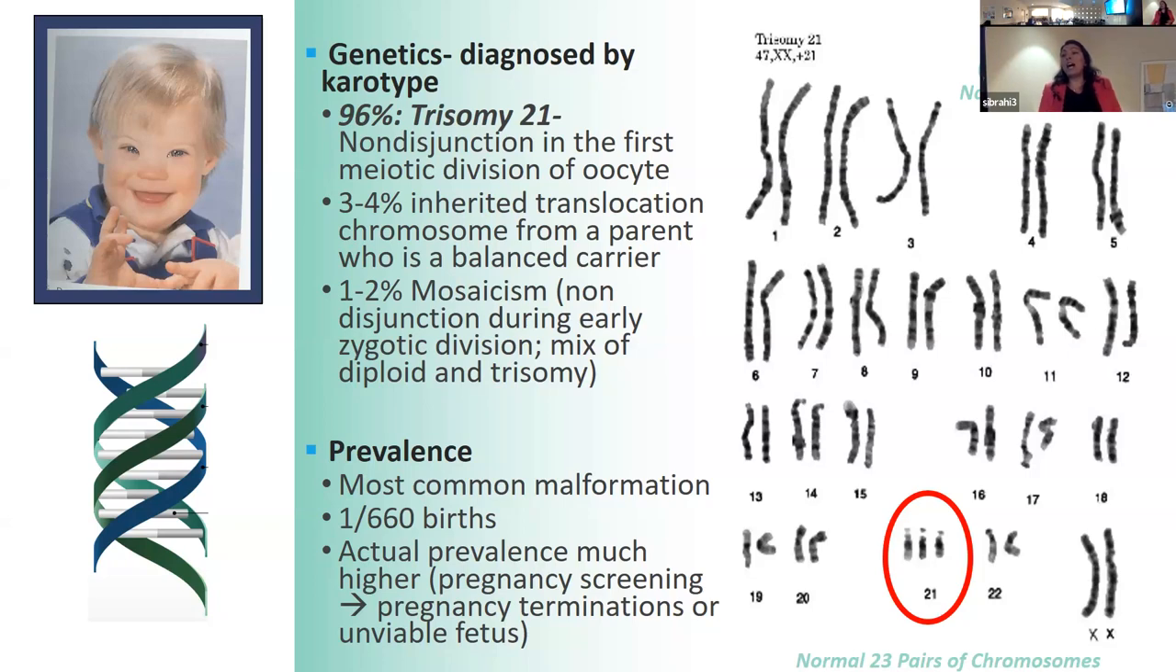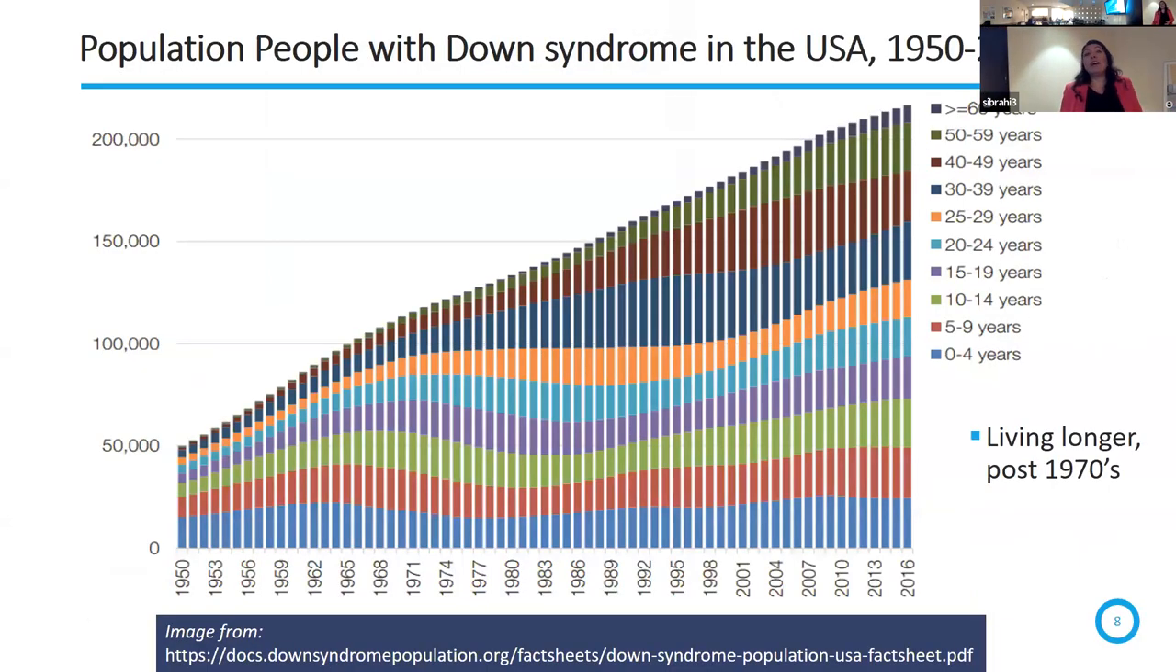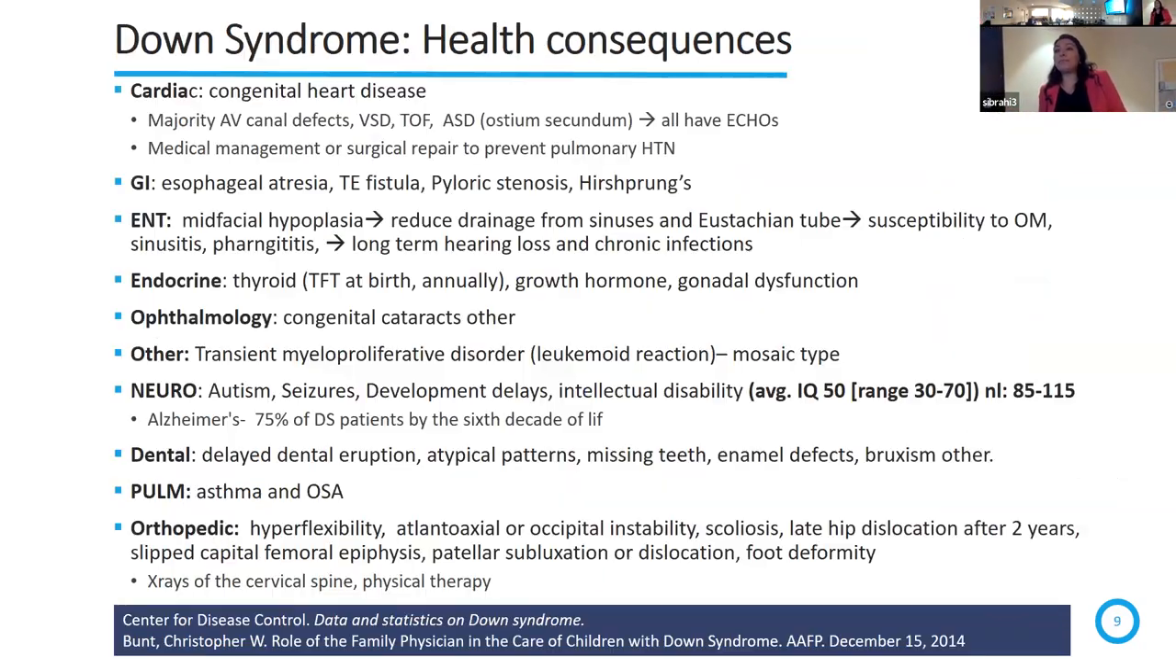And of course, it is very prevalent. And in fact, more and more people with Down syndrome are in our population, especially after the 70s. There was a really a fall off of mortality, thankfully. And so now we're seeing these patients go into adulthood much more and out of the pediatric clinics and a lot more into adult clinics. And so we need to be prepared to take care of them.